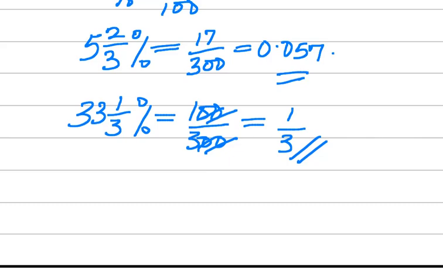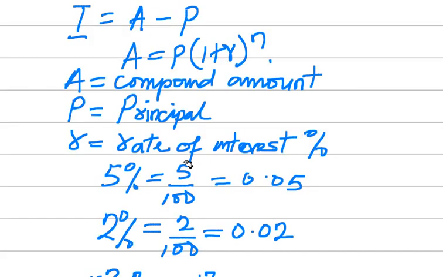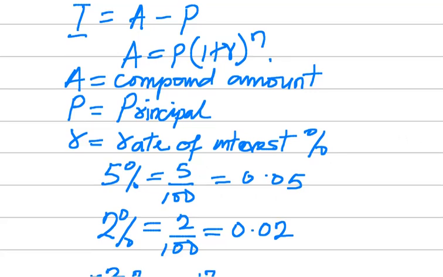Remember, we're talking about the formula for compound amount, and we have been given the formula as A = P(1 + R)^n, where A represents the compound amount, P is the principal, and R is the rate of interest, which is expressed as a percentage. So you can be given 5%, and 5% is 5 over 100. In fact, any percentage given to you is divided by 100, and so on. So we can proceed.